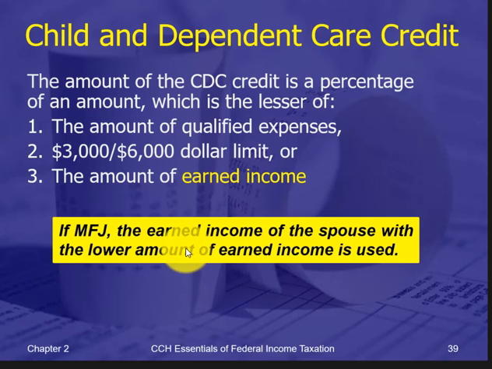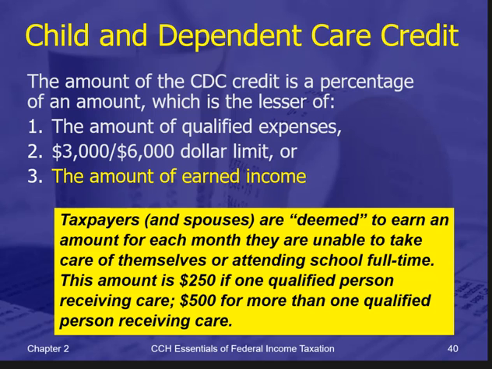And when you are married filing jointly, which is the only way, since if you're married filing separately you can't use this credit, the lower amount of earned income is used. So it's the lower of the two spouses' income. Remember, it's earned income. Okay?